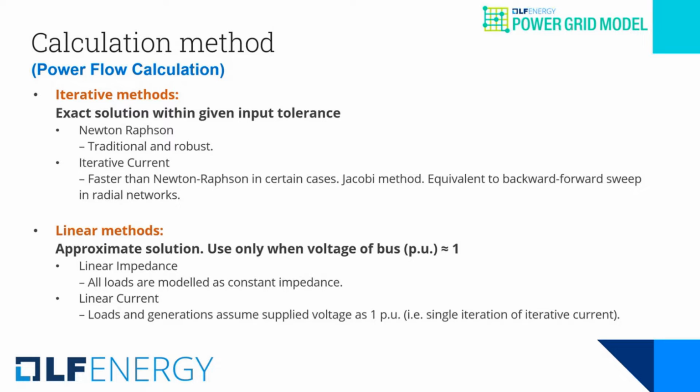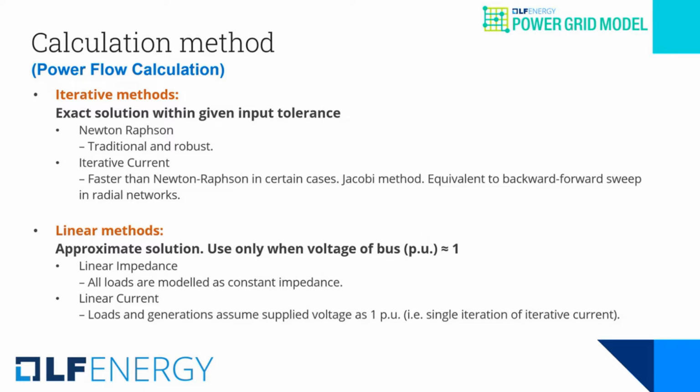One of the other things we want to mention is the calculation methods for power flow calculations in PGM. As you can see here, we have two main categories of calculation method, the iterative method and the linear method. The iterative one iteratively solves the equations and tries to give the exact solution within a given input tolerance. We have two ways to solve the equations. One is Newton-Raphson, which is traditional but quite robust. The other one is iterative current.